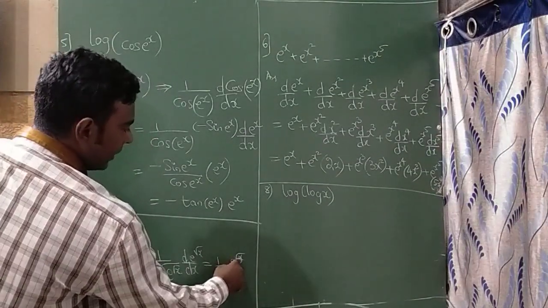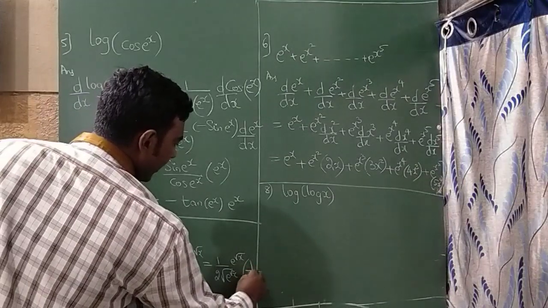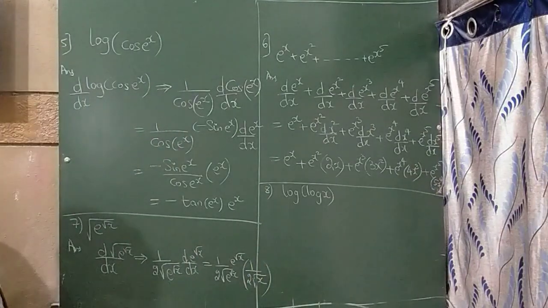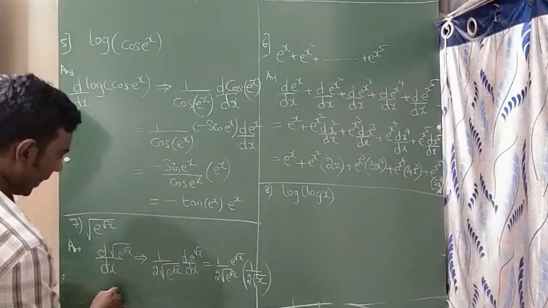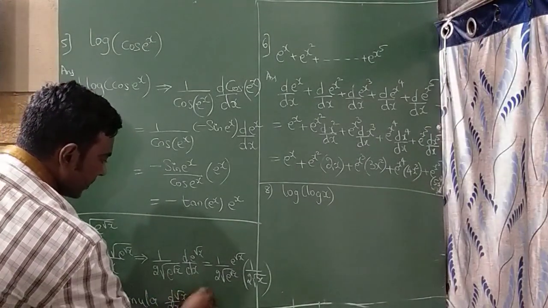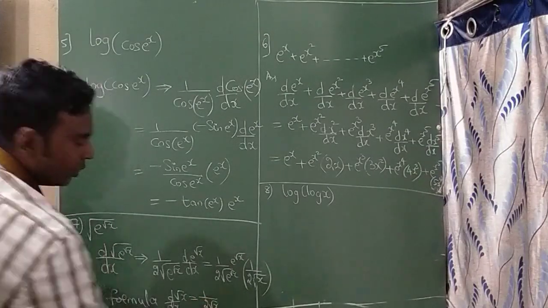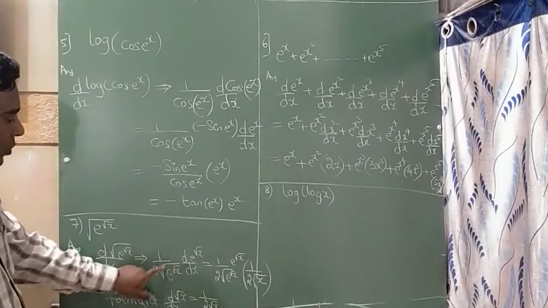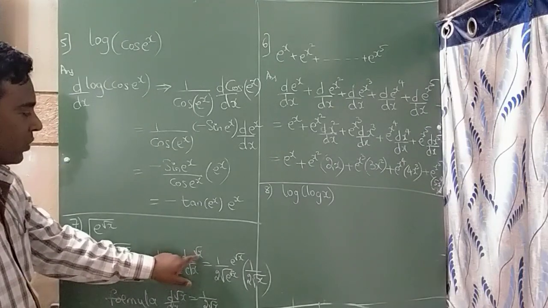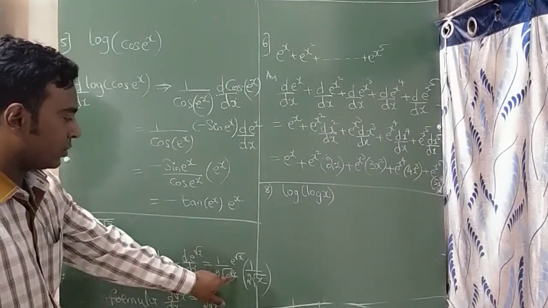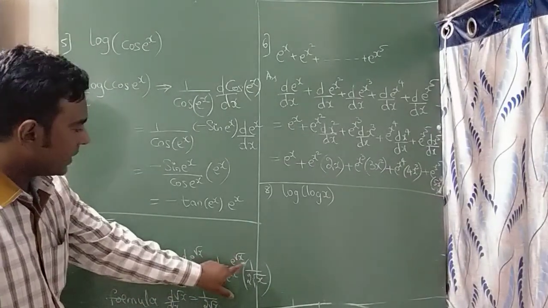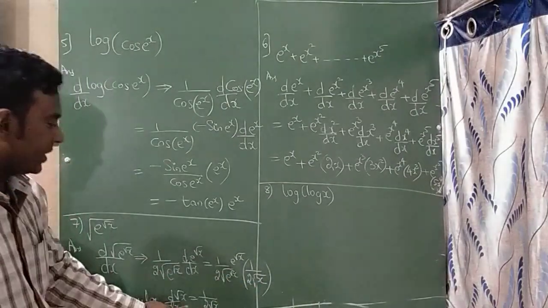Now by chain rule d by dx of square root of x is 1 divided by 2 square root of x. I repeat, the formula is d by dx of square root of x means 1 divided by 2 root x. So I have written 1 divided by 2 square root of e raised to x. Again by chain rule d by dx of e raised to square root of x is equal to 1 divided by 2 square root of e raised to square root of x, e raised to square root of x. Again if you differentiate this you will get 1 divided by 2 square root of x from this formula.